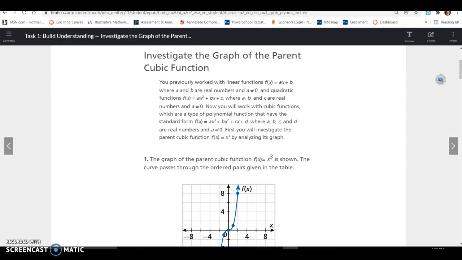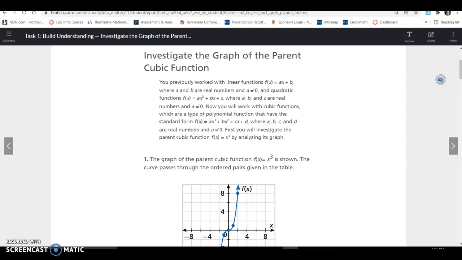Lesson 3.1, Task 1. Investigate the graph of the parent cubic function. You previously worked with linear functions f of x equals ax plus b, where a and b are real numbers and a is not equal to 0, and quadratic functions f of x equals ax squared plus bx plus c, where a, b, and c are real numbers and a is not equal to 0.